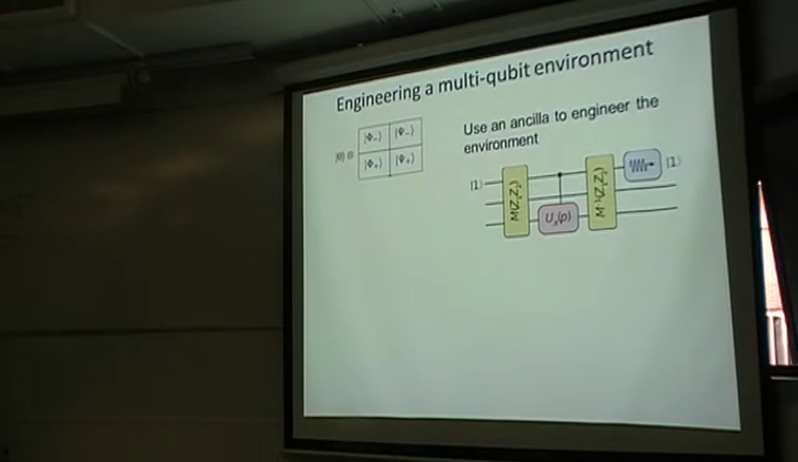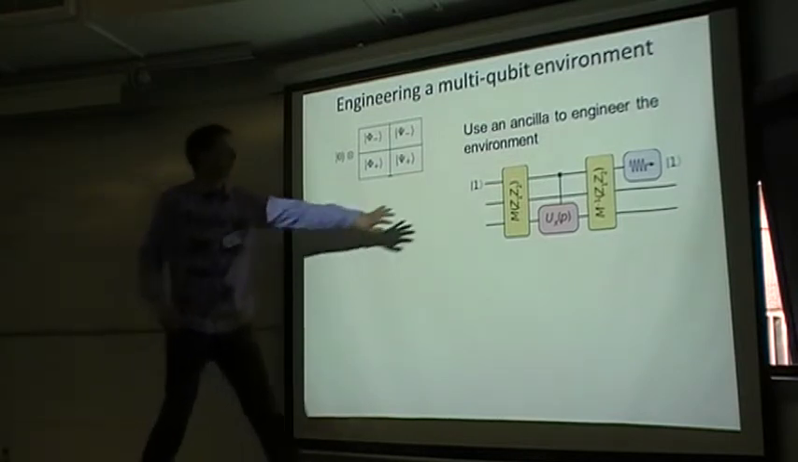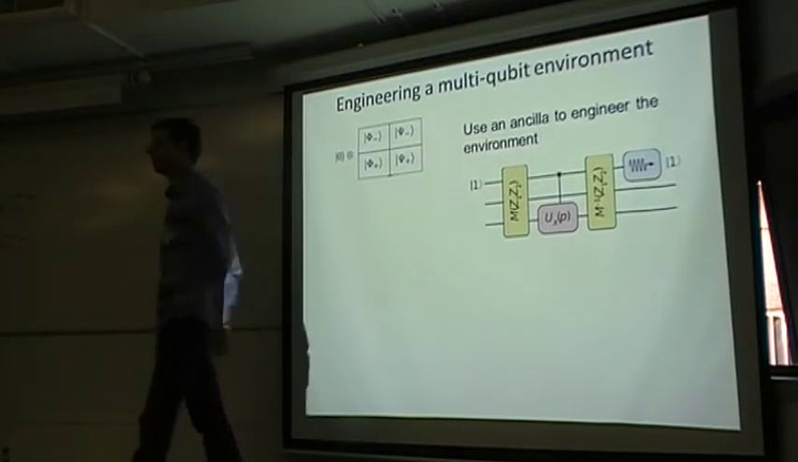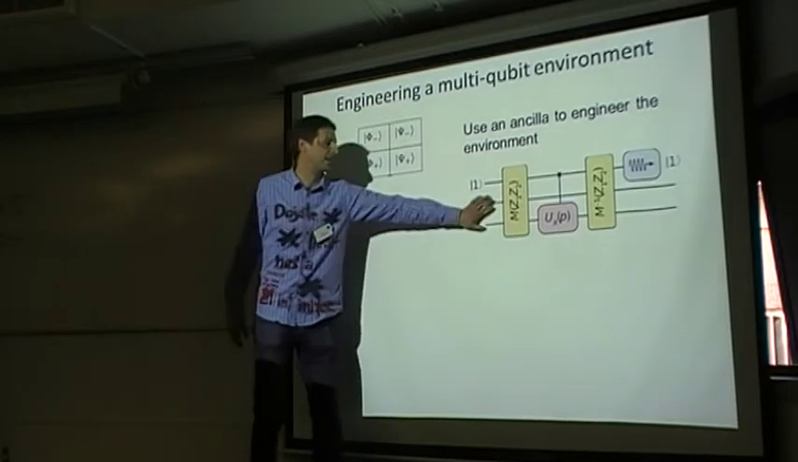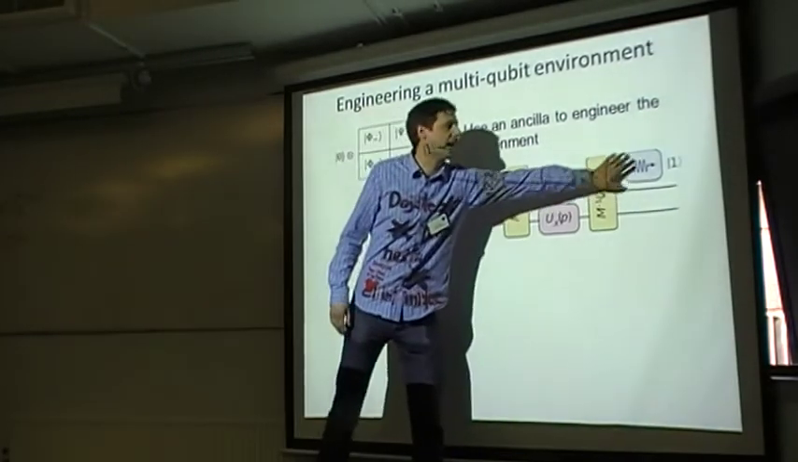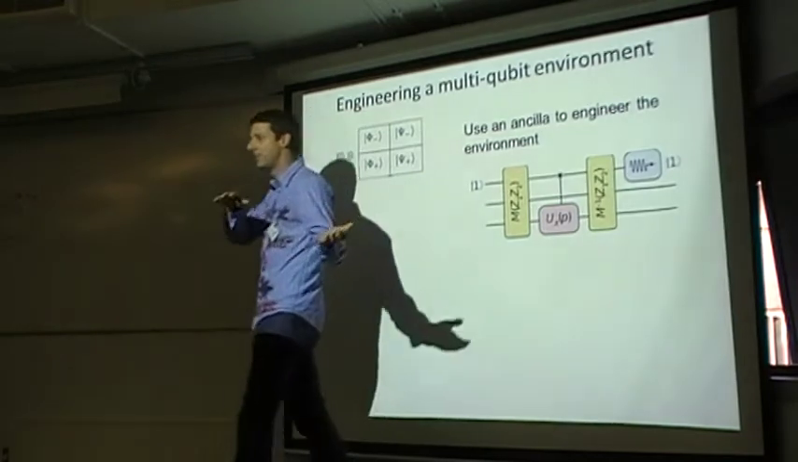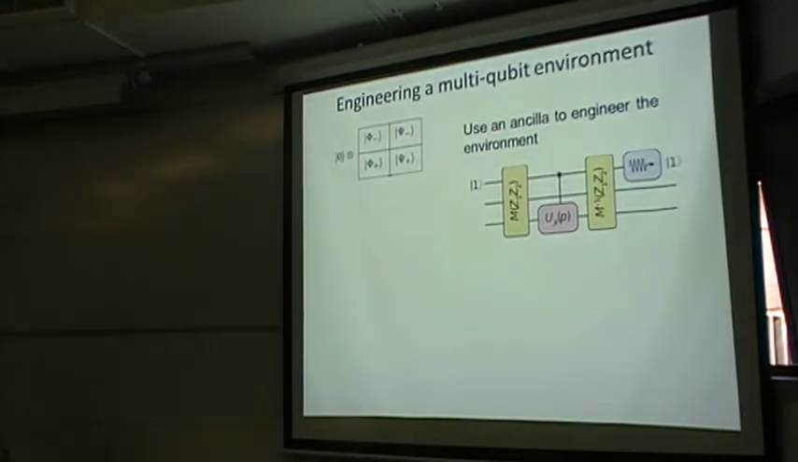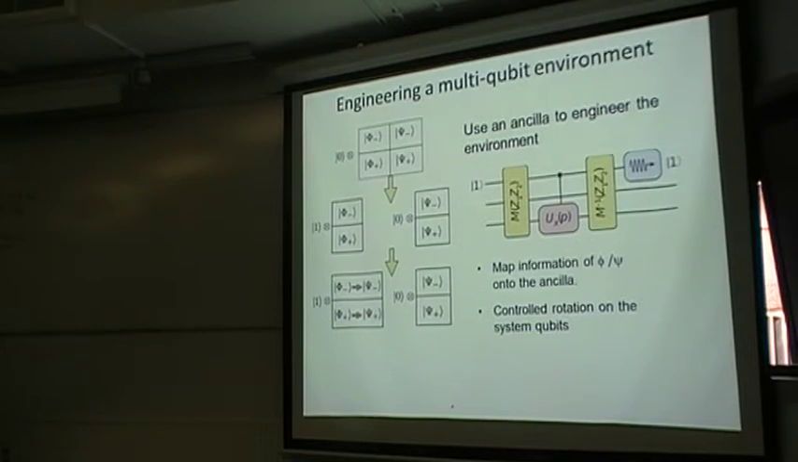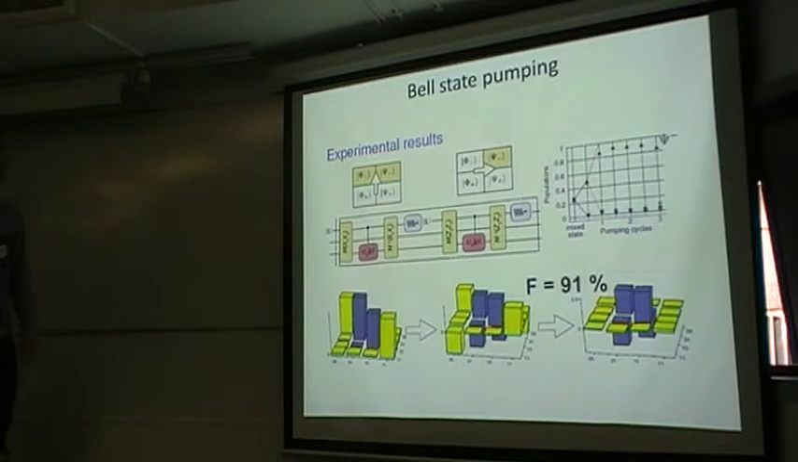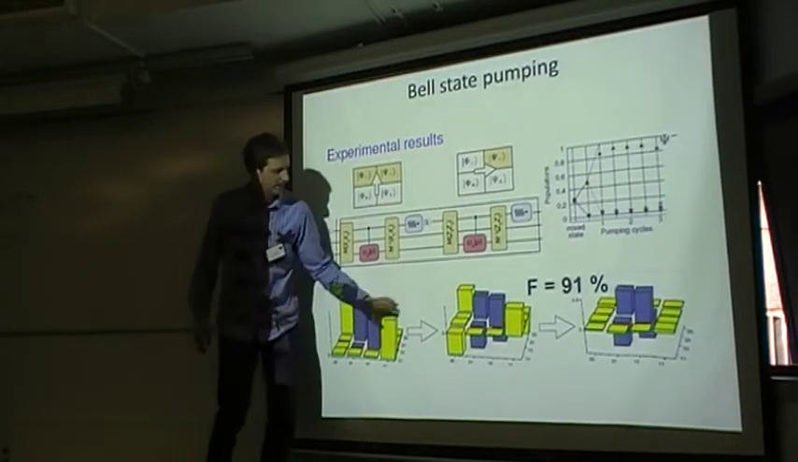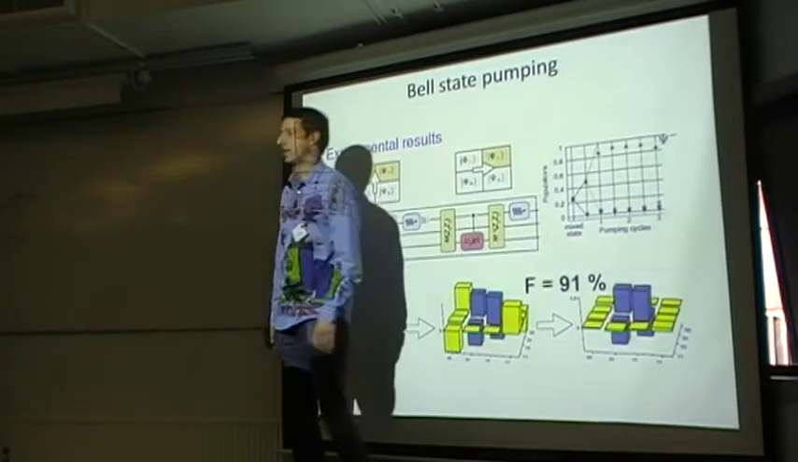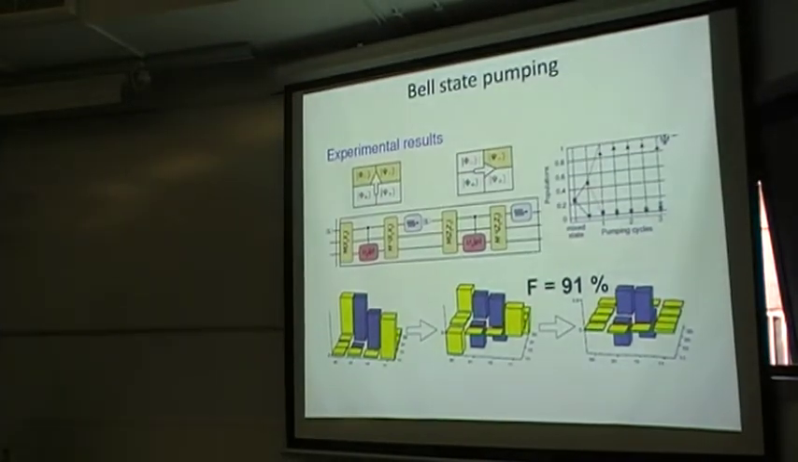You can engineer that. I don't want to go too much into detail. We use an additional ancilla qubit, which you couple coherently to the other two qubits that you want to pump into this Bell state, and in the end the information whether you flipped or not is on the ancilla qubit, and you need to reset it. We have done that. What you see here is, for example, you start in a completely mixed state at the beginning, you pump it, and in the end you reach the Bell state.